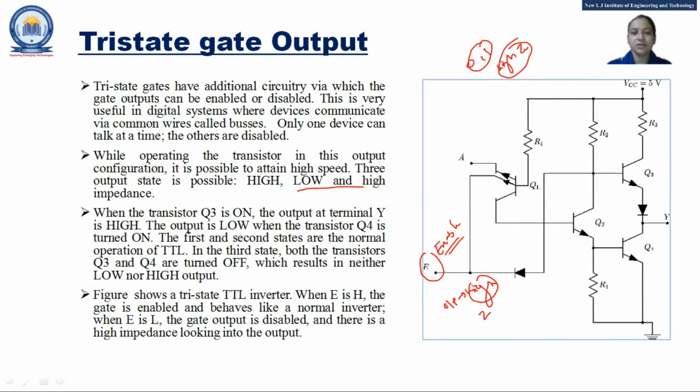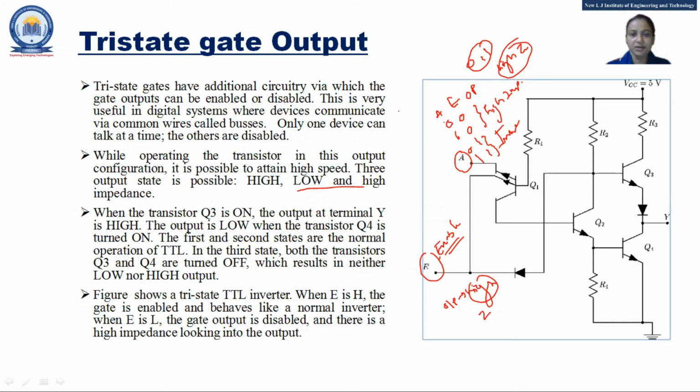Now if enable is equal to 0, our output mainly depends on enable. Whatever the value of our input A, either 0 or 1, if the enable is 0, our output will be high impedance. If the value of E is 1, it works as an inverter, regardless of whether A is 0 or 1. Now let's see how it works.